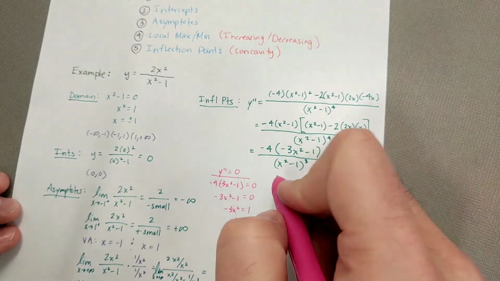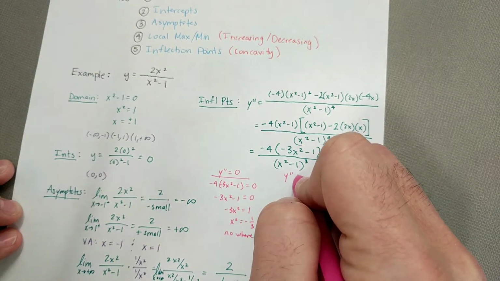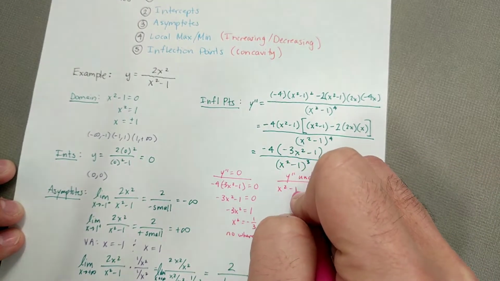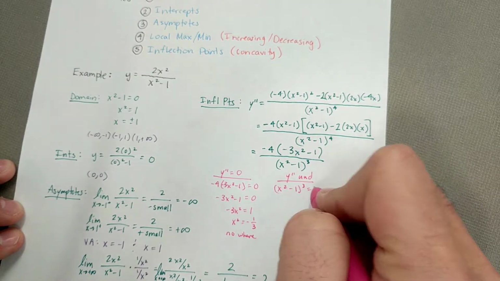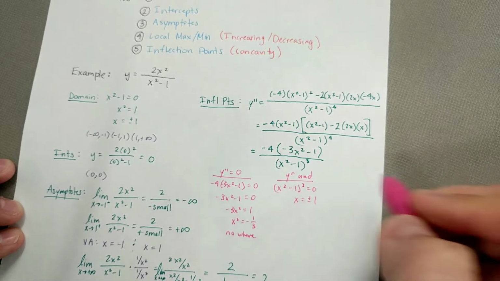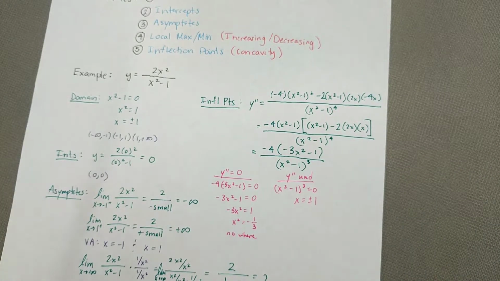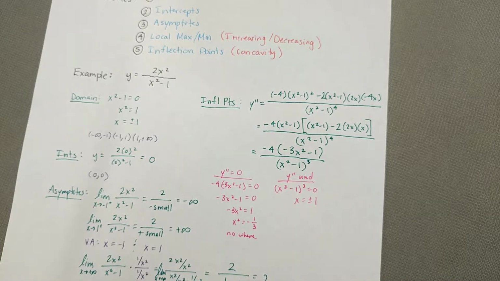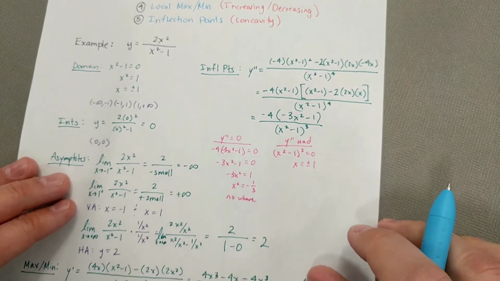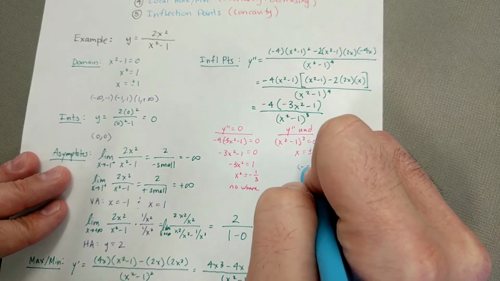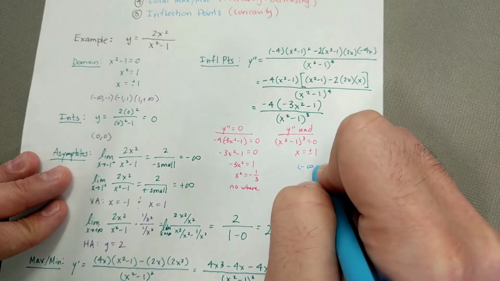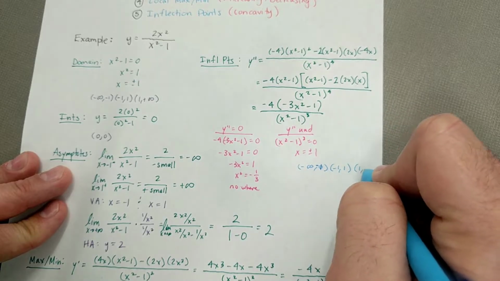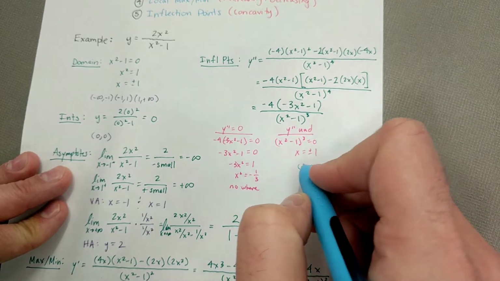All right, what about when y double prime is undefined? Well, we've already done this before. We know the jam, we know the game. It is positive and negative 1. So we only have one place we have to look when it comes to inflection points here. So let's go ahead and split up the number lines. So, two places to look. Negative 1 to 1, 1 to positive infinity.